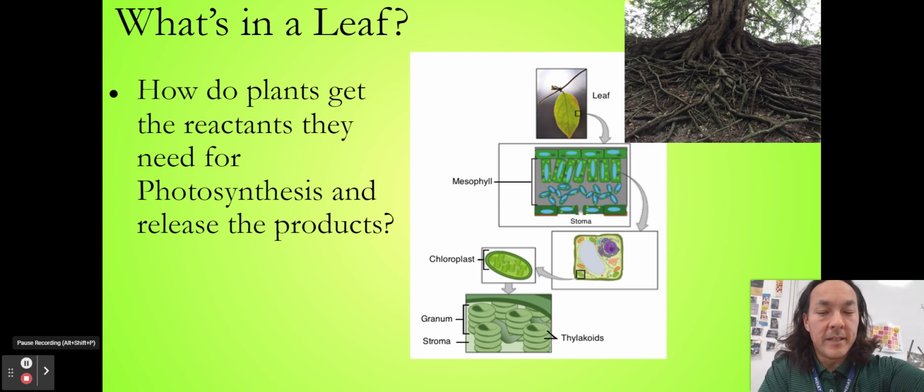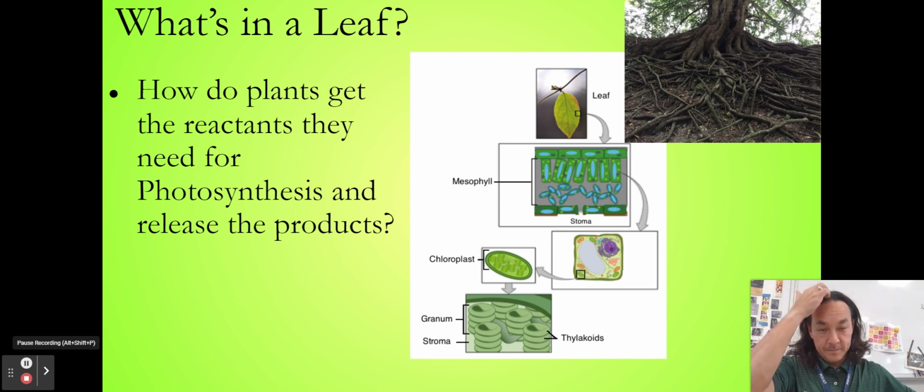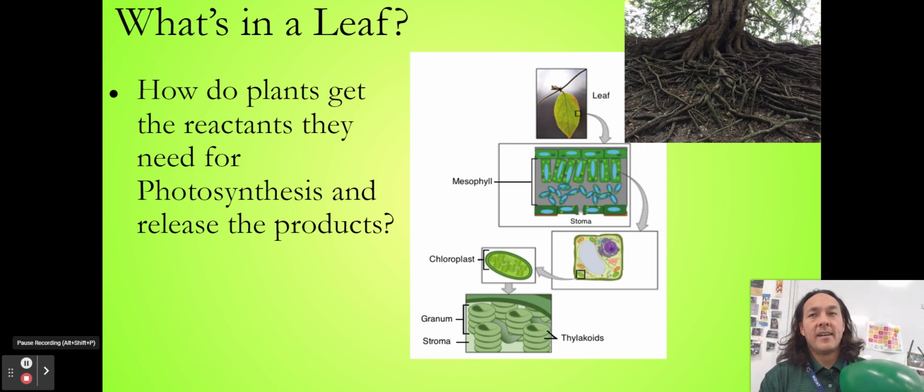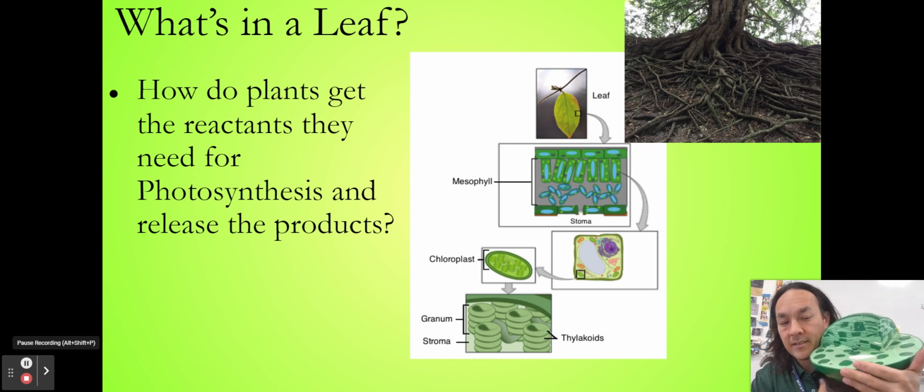So let's zoom in on the actual organelle that does photosynthesis. An organelle is a specific function, or a specific item in a cell that performs a function. For example, an organ would be like your heart to pump your blood, or your lungs to exchange oxygen and carbon dioxide. Here, the organelle would be the chloroplast to engage in photosynthesis.